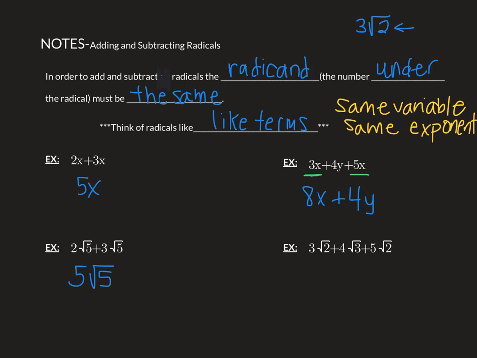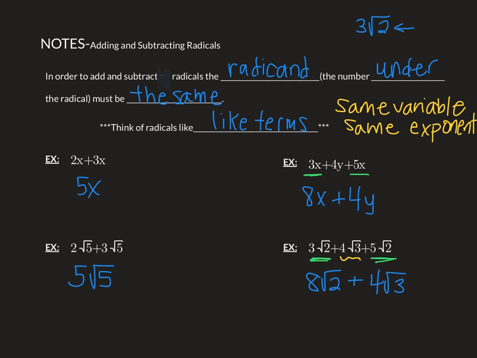Well, noticing that it's very similar to the problem up above, I would say that my 3 root 2 and my 5 root 2 are considered like terms because they both are root 2. And then that 4 root 3 is its own. It doesn't have a like term with it. So I can really only combine the 3 root 2 and the 5 root 2 to give me 8 root 2 plus, and I can't say anything about the 4 root 3 because there's no other like term, so I have 8 root 2 plus 4 root 3.